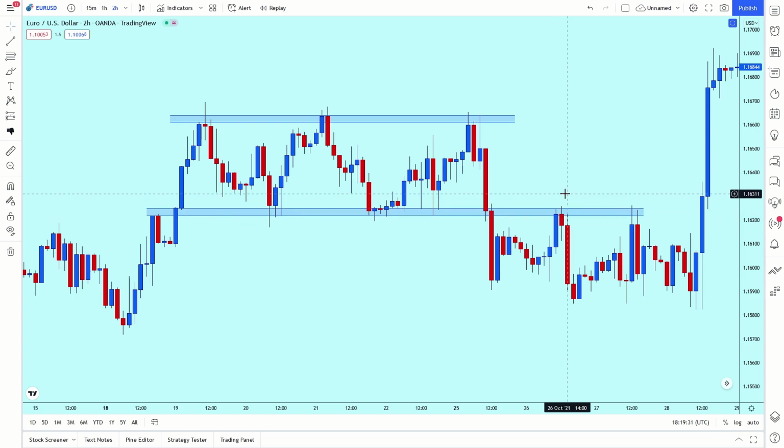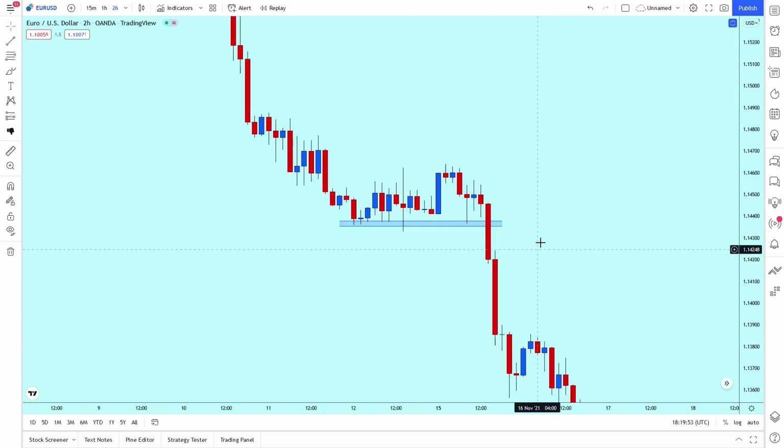That is a very common thing to happen. This is an example of a minor support zone. So what is the difference between a minor and a major zone? For me, the difference is how much time it took to form the zone. If it took a long time, then it is a major zone. If it didn't take much time, then it is a minor zone.